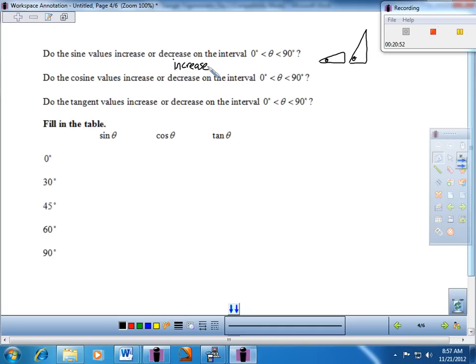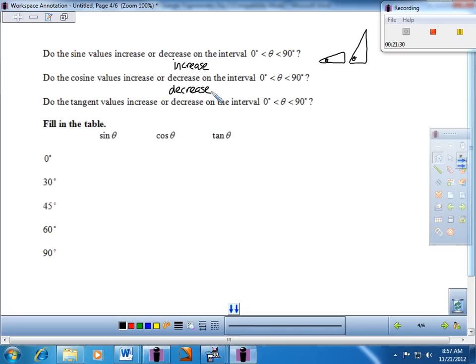Now, if sine increases, let's see what happens with cosine. As theta gets larger and larger, let's look at the adjacent side to the hypotenuse. Here's the adjacent, here's the hypotenuse. Then here's the adjacent, here's the hypotenuse, a little longer. I'm hoping everybody would see that initially the adjacent over hypotenuse is fairly large, and as theta gets bigger, that adjacent side is going to get smaller and smaller in relation to the hypotenuse. So I'm hoping you all see that the cosine values decrease.